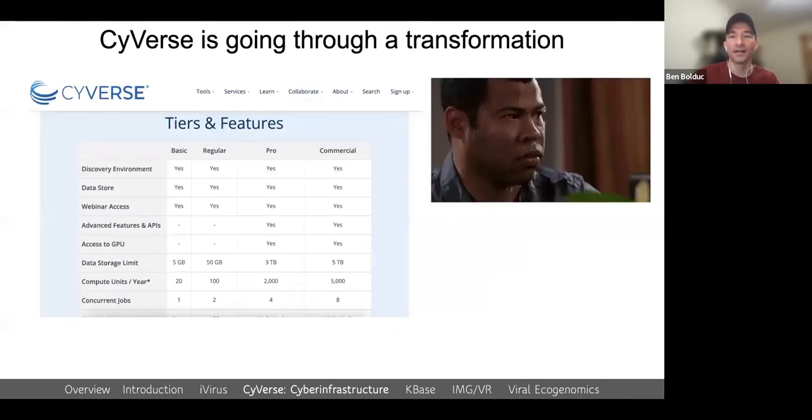Okay, so iVirus is going through a transformation. It's still funded by NSF. They still offer free services. But if you want things to go faster, you want to have more data available to you to store, how many jobs you can run at any one time, it's now going to cost some money because NSF isn't going to fund your huge resource forever at very large levels of funding. And so iVirus is defraying some of that cost, for better, for worse, on users.